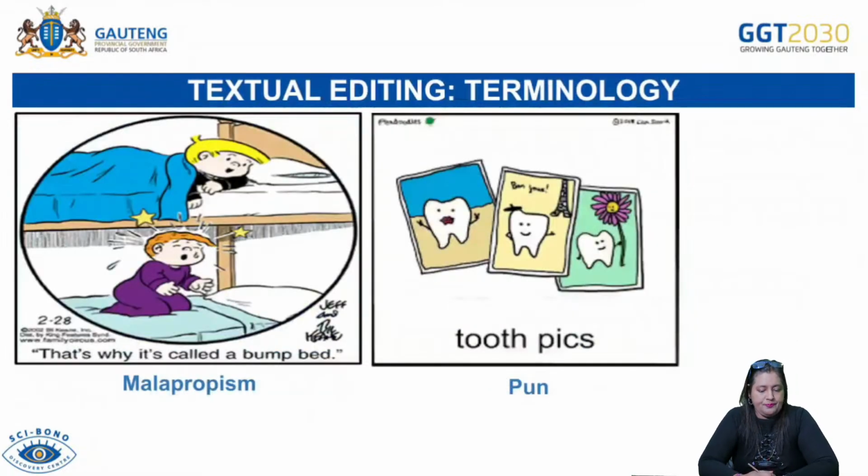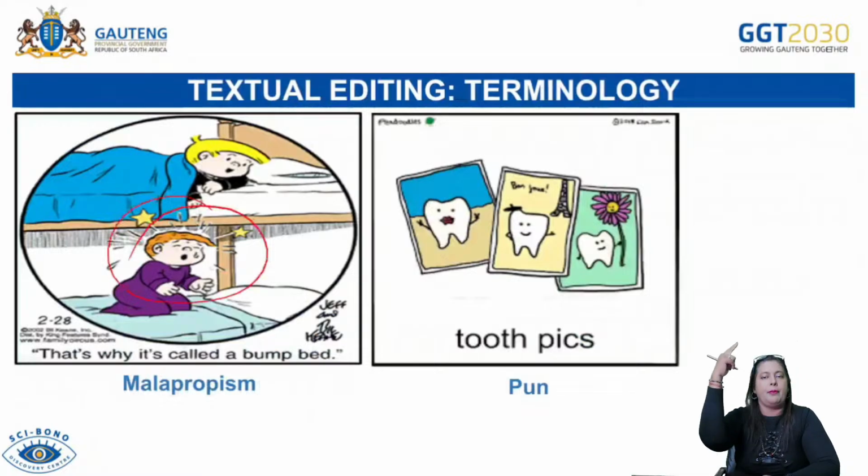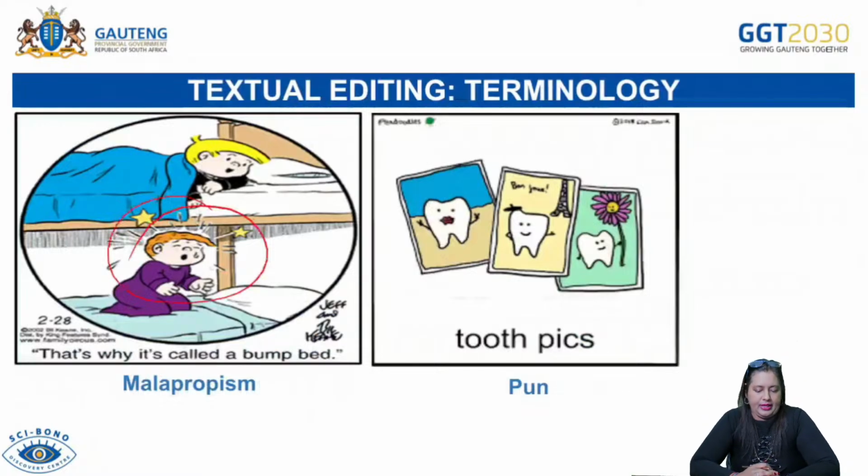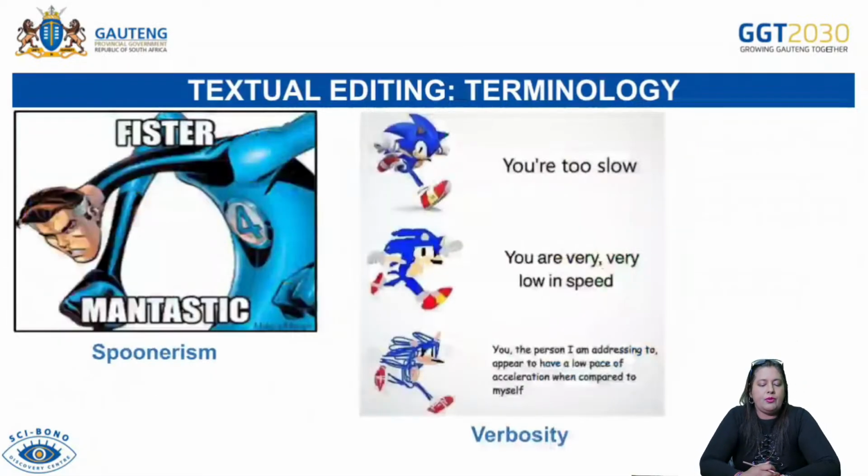Right, malapropism. That's why it's called a bump bed. Okay, obviously, if you read it a bit loud to yourself, you would see that this idea here of bumping your head against the bed frame. Right? Then toothpicks. There's that clever play of words in this particular cartoon showcased to you there. All right? And fistamantastic. There's the example there of spoonerism.